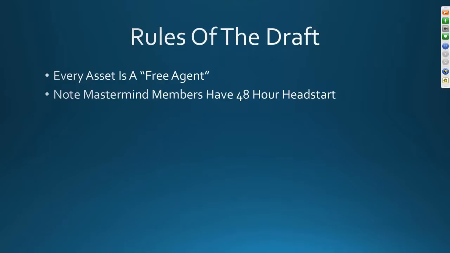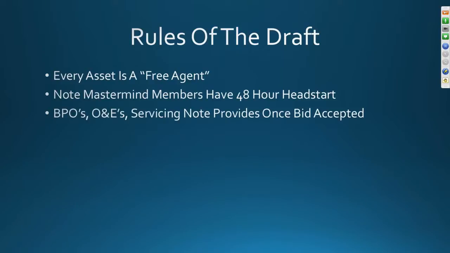But if you're in my Note Mastermind group, hey, great, good stuff. You were given this list Friday night at 6 o'clock for the weekend to review. BPOs, O&E, and servicing notes are provided once a bid is accepted, or if a couple of people have made duplicate offers, we're sending out the O&E and BPO for people to review to get a final yes or no on some of that.